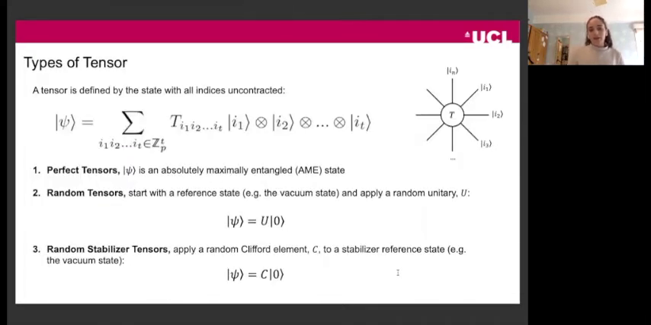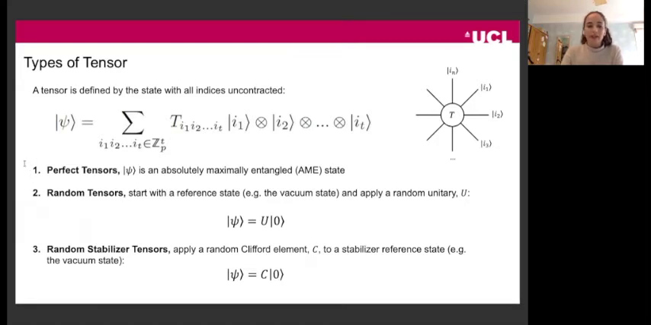Okay, so moving on to thinking about types of tensor, as the hint is going to be moving from perfect to random. The type of tensor that we're going to build the network from is clearly going to dictate properties of the model we end up having at the end. So here are some of the options we could choose, where if we're having a tensor T that's got little t legs, and each leg has got dimension p, this describes a state like this. And in this way, we can use our state that the tensor describes, where all the legs are uncontracted, to define the tensor, where this is the components of the tensor.